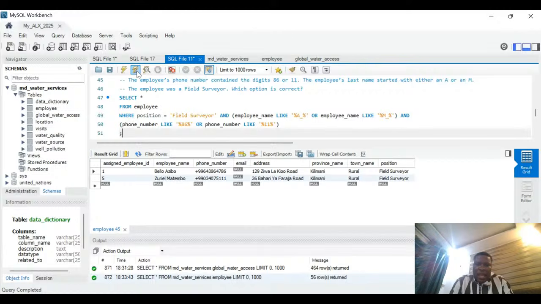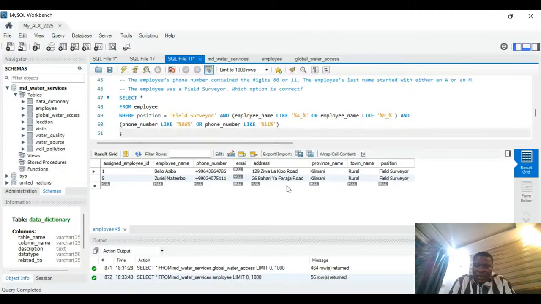Wow. Okay. So here we are. There are actually two people that fit the description. The first one is Bello Azibo. And then the second one is Zuriel Matembo. These are the two suspicious field workers that fit the description that have been given. Let's see how they fit the description. 86 or 11. We have 86 in the phone number of Bello Azibo, and then we have 11 in the phone number of Matembo.